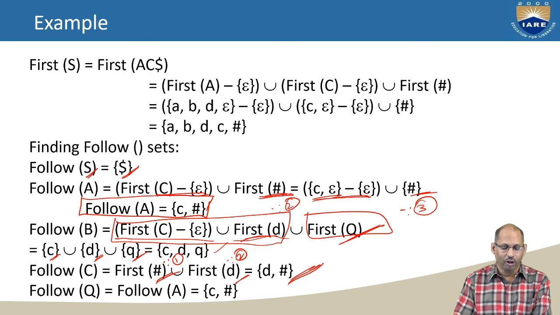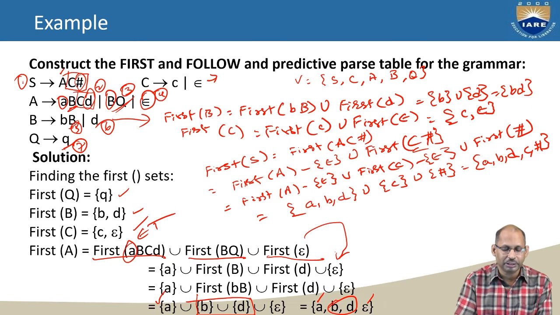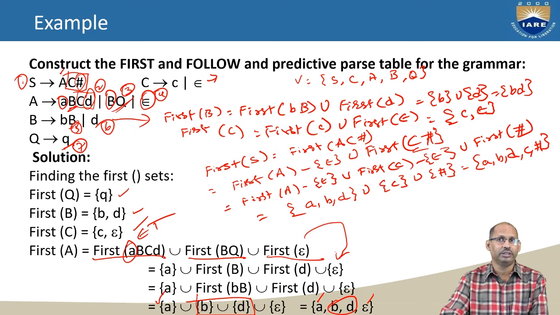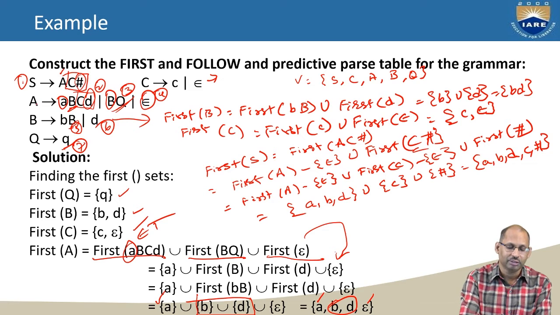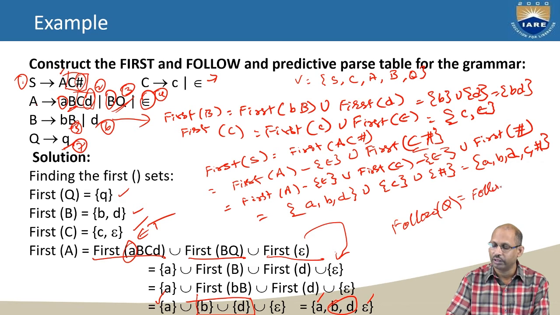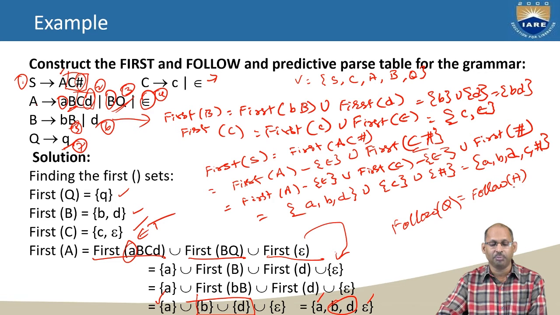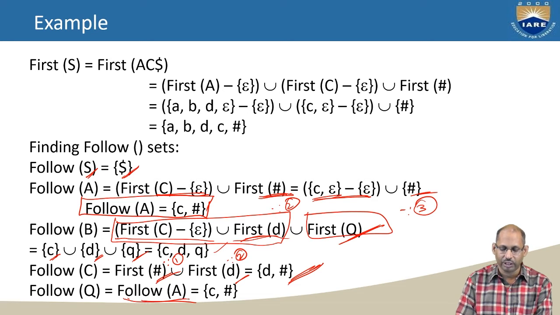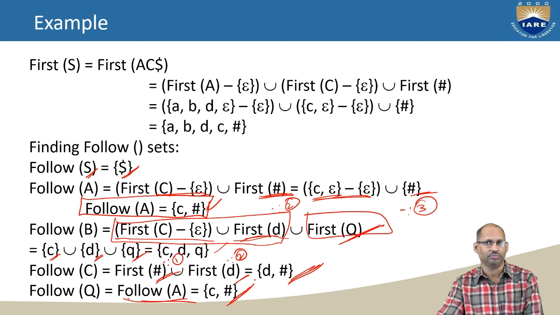Then, follow of Q. Q is present in which productions? In the third production. According to its rules, follow of Q is follow of A, because there is no symbol after Q, so we consider the follow of A. Follow of A is C, hash, so we consider C, hash. Right?